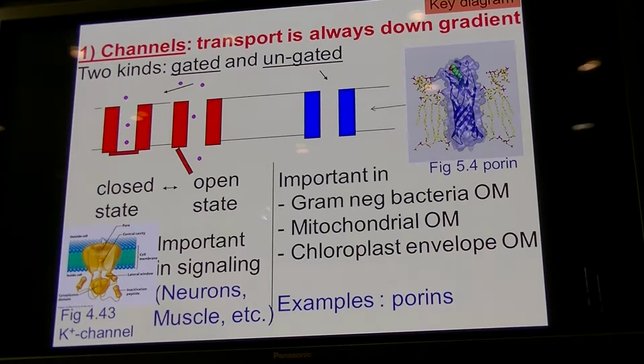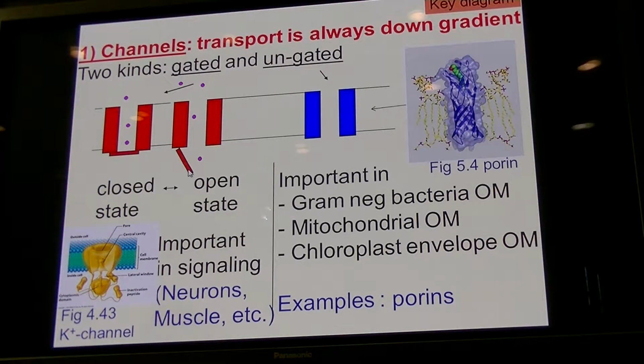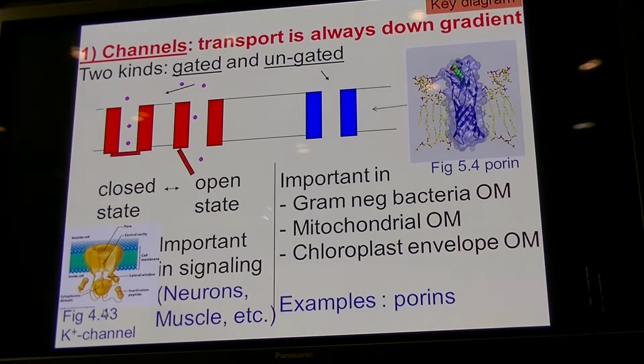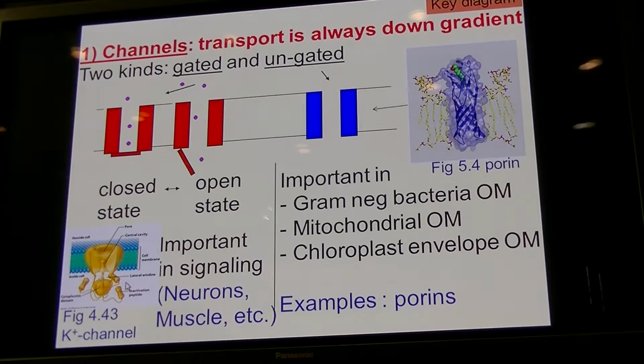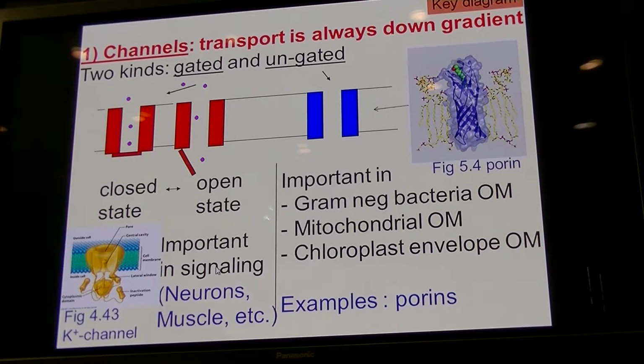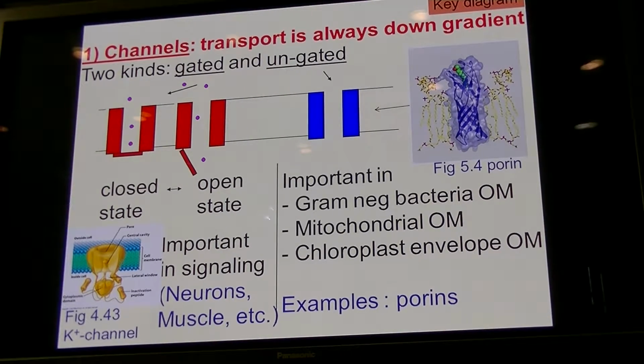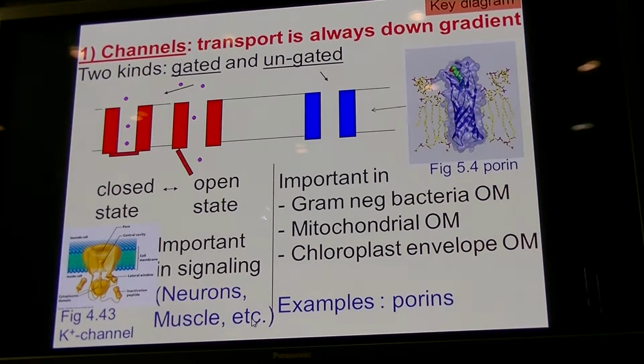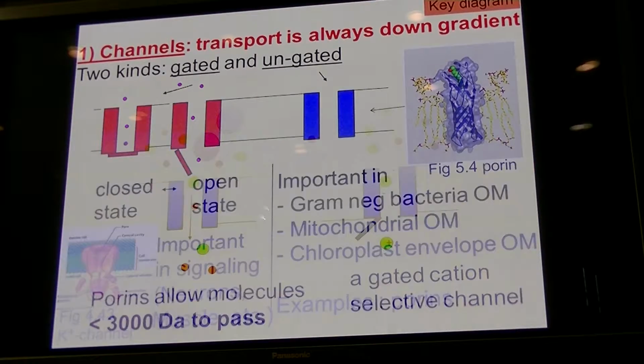Now, the channels might be selective. They might be selective for the charge of the particle and the size of the particle that goes through. Important selective channels are the potassium channels and the sodium channels that we have in our cell membranes. They're very important for communication between cells, especially communication in the nervous system. So the whole action of neurons depends on the channels. We'll see that a little bit later in the class, how that works.